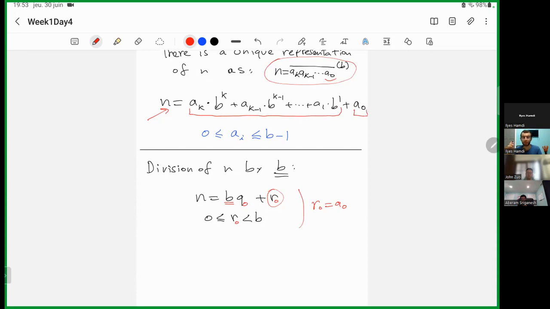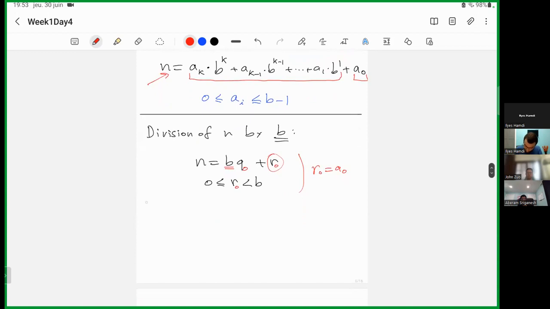So how do I make sure this number is the same? Well, I know that they're both less than B and between 0 and B. So this is why they are the same. This is exactly why they are the same. So now let me continue the division.